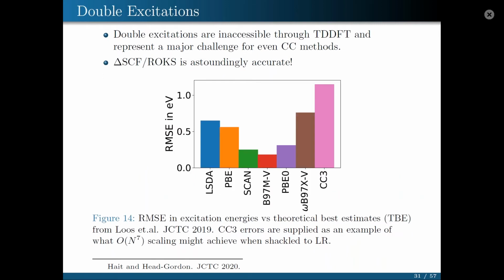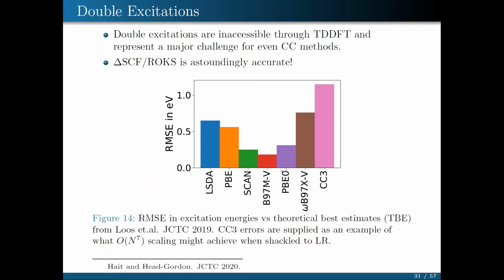In fact, if we just look at the RMS for a benchmark set of double excitations, also computed by Loos et al. using high-level multireference theory, we see that CC3 has an RMS error greater than a volt, whereas even LDA, the uniform electron gas functional, the simplest one of them all, is about half of that. And a modern functional like SCAN or PBE0, or even a classic like PBE, can bring it down to something like 0.2 or 0.3 eV.